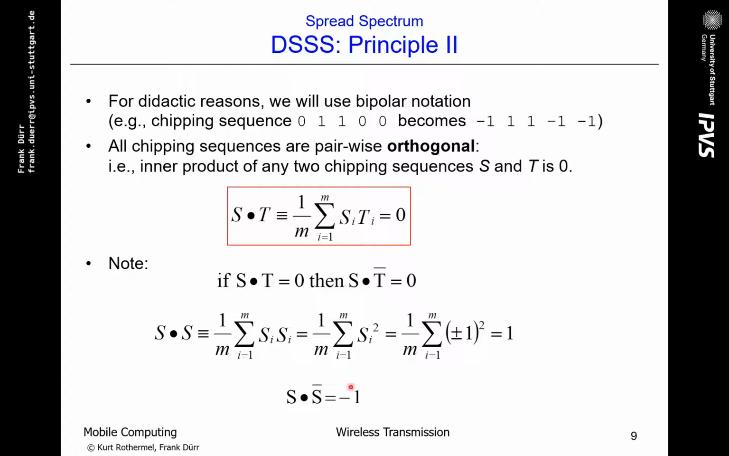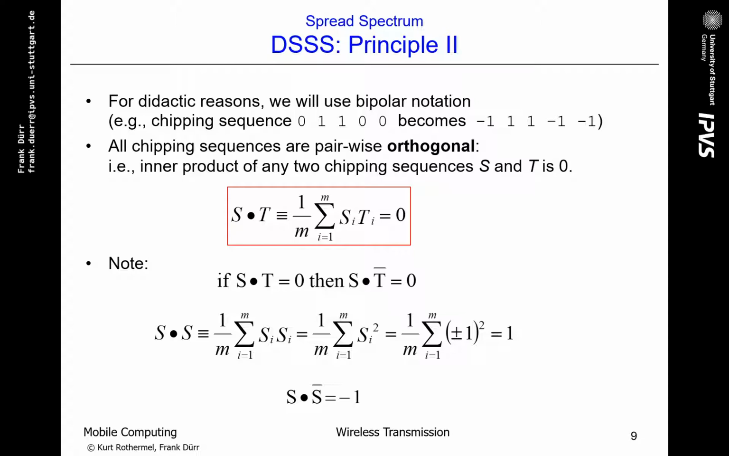Now, if the sender sent the inverse of S because it wanted to send a 0 bit, and the receiver multiplies that by S, it will get a minus 1, which then corresponds to a 0 bit. So that's again the despreading, now with the inverse chipping sequence. And then you get a minus 1, which then corresponds to a 0 bit.